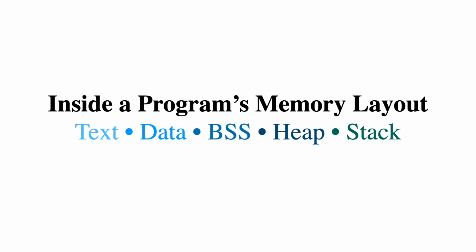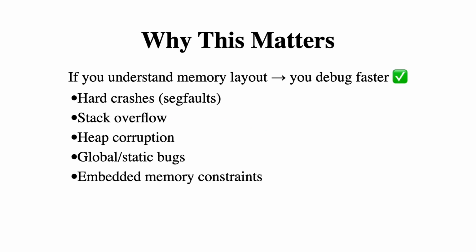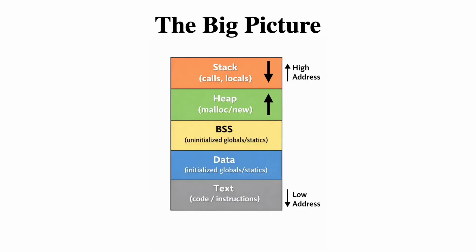Today, we will open a program's brain, not theory. We will see exactly where code lives, where globals live, where malloc goes, where function calls go. This topic is literally the difference between guessing bugs and hunting bugs. Once you know where things live, you can predict failures before running the code. So after this, you will be able to understand hard crashes, stack overflow, heap corruption, global static, and embedded memory constraint bugs.